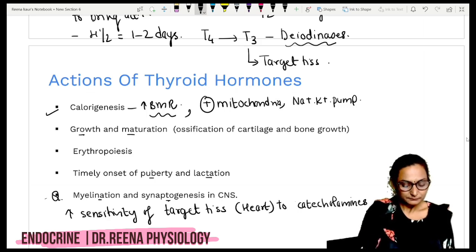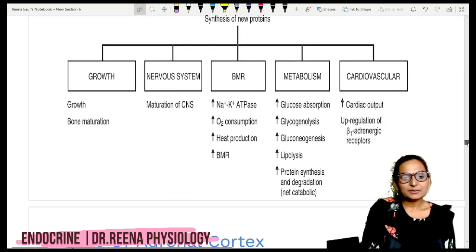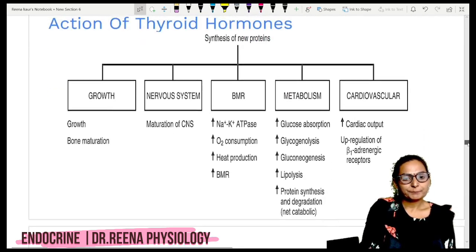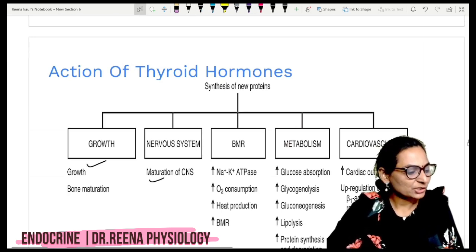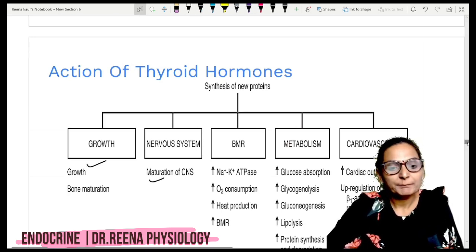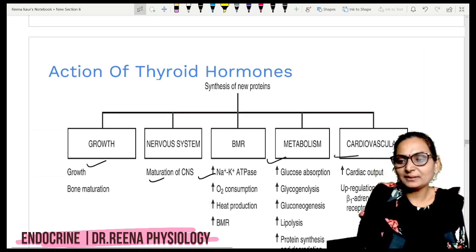Now, the next one will be our, see here also you can see this, like growth and maturation of the CNS, BMR, metabolism and cardiovascular effect. You can take this table also.